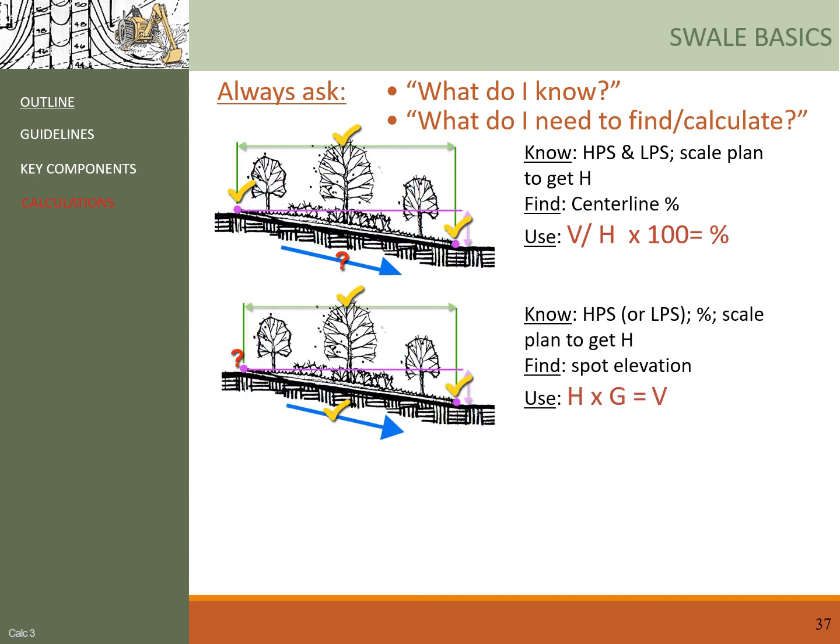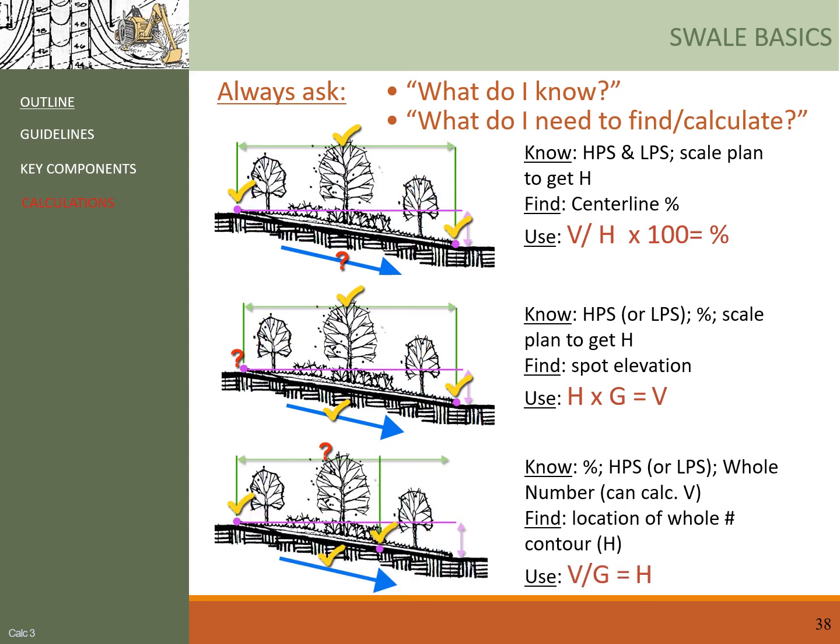And in this second example, you know HPS or LPS, only one of them. You know the centerline slope, you know the H from measuring the plan, and the question is, what's the other spot elevation? So suppose that we know LPS here from the section. What's the HPS? Here you would use V equals H multiplied by G to find out the vertical change from the HPS to the LPS, and then you add V to the LPS to get HPS, right?